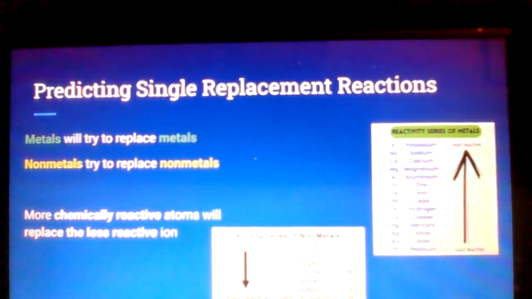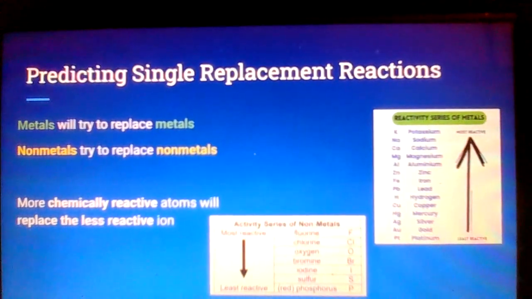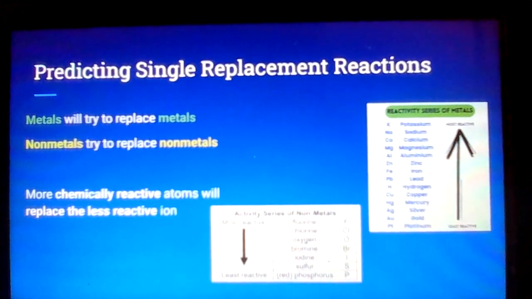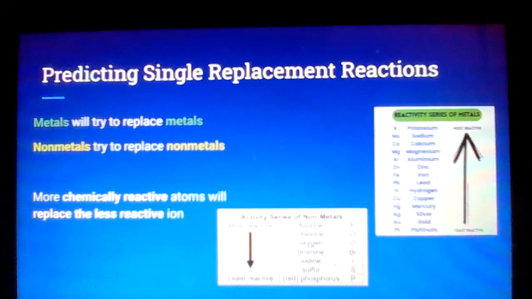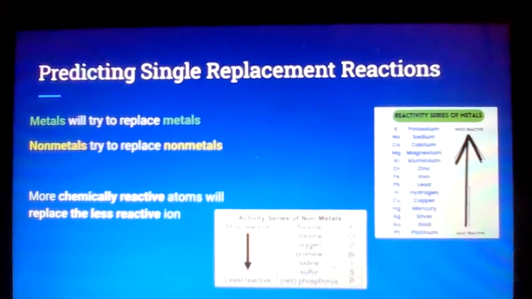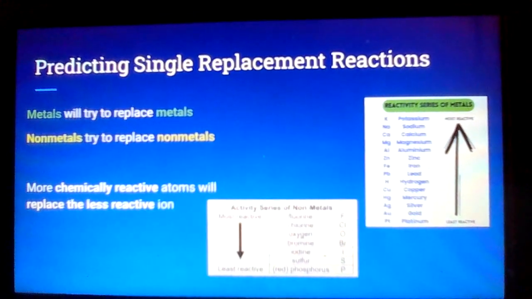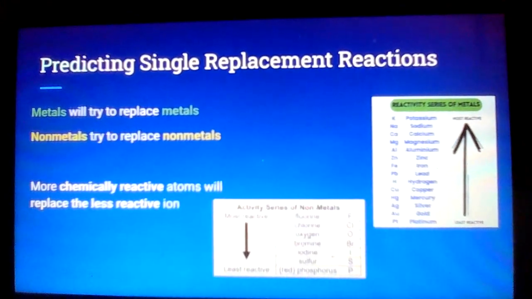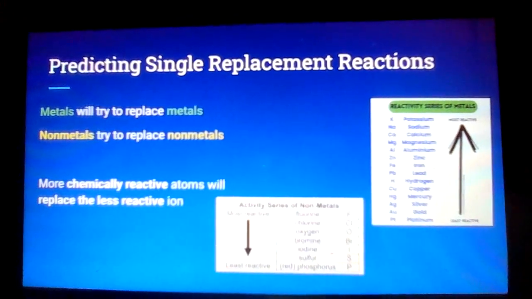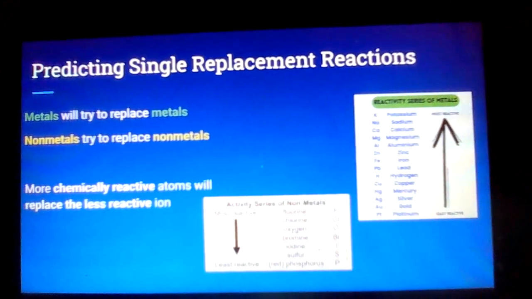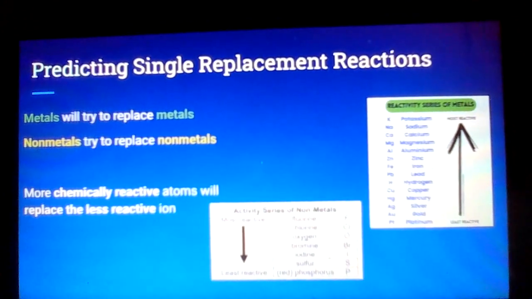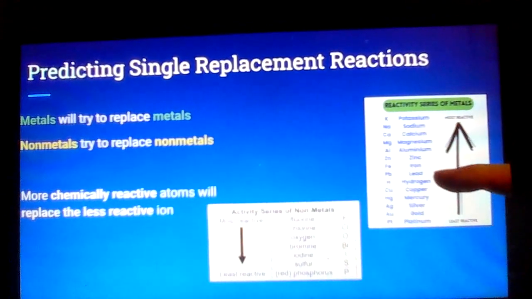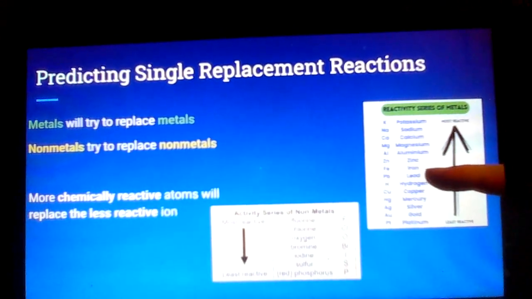Predicting single replacement reactions. Metals will try to replace metals, and nonmetals will try to replace nonmetals. Metals will not replace nonmetals. Nonmetals will not replace metals. As you can see to the side, there's a reactivity series of both metals and nonmetals. More chemically reactive atoms will replace the less reactive ion. So what this means is that, for example, potassium, since it is more reactive than iron, will replace iron in an ionic compound.